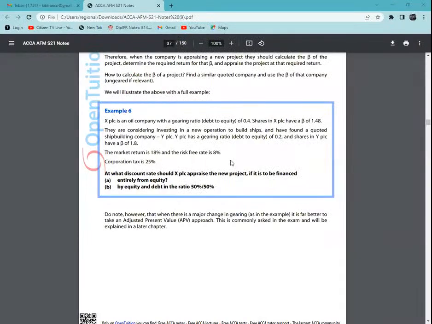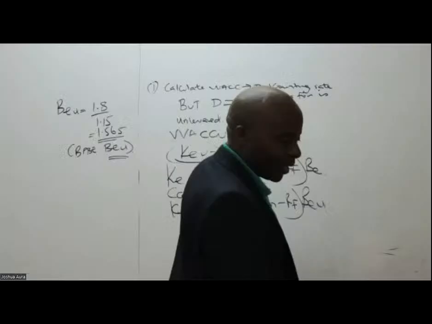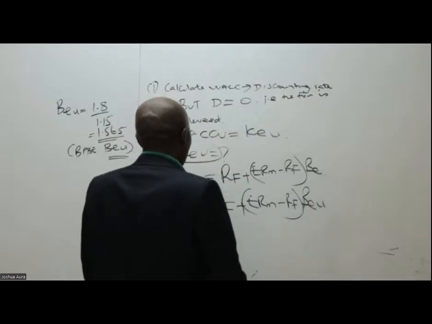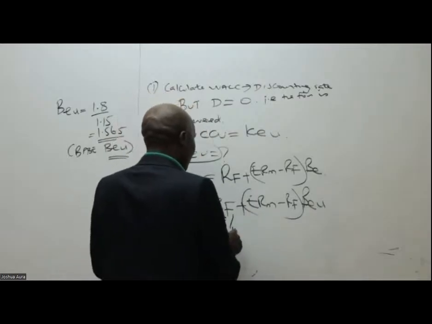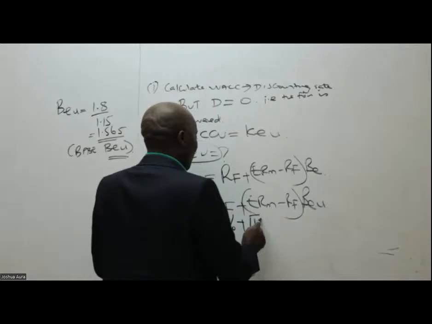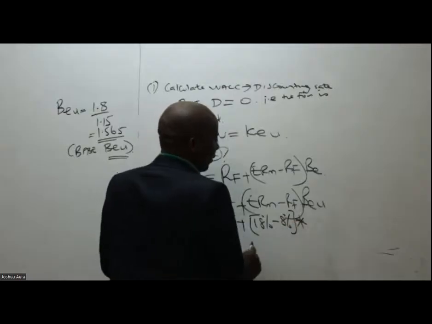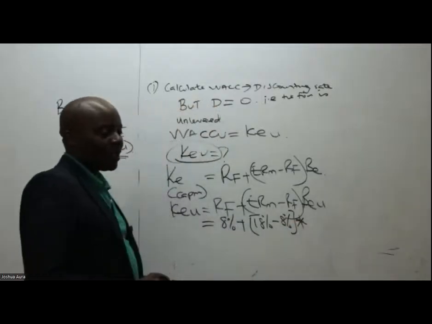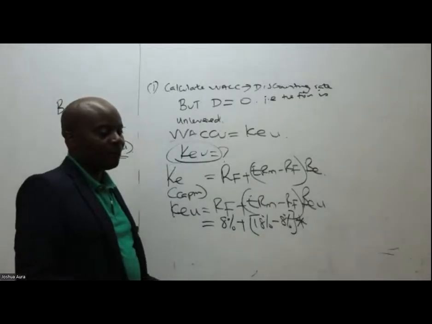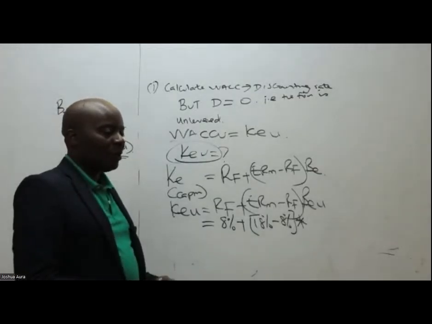Yes, it's 8% and the market return is 18%. So no worries at all. We are being told here that the risk-free rate of return is 8% plus 18%, the market return, minus 8%, multiplied by beta equity of unlevered firm. So could you kindly give me the beta equity of unlevered firm?